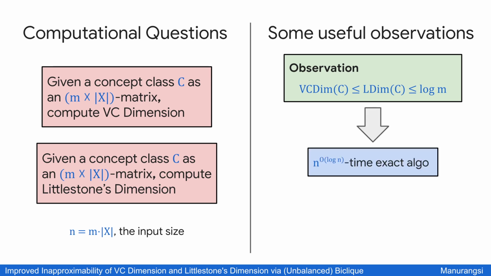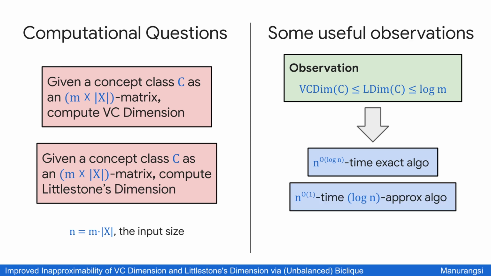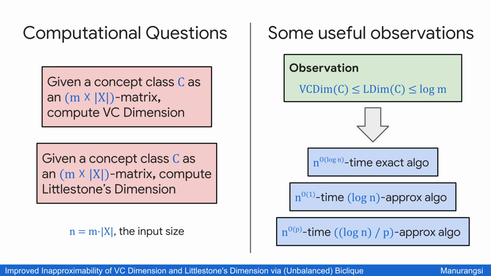So what this means is that we can actually use a certain brute force algorithm to compute the Littlestone dimension and the VC dimension exactly in n to the order of log n time. Furthermore, there is also a trivial algorithm that runs in polynomial time and gives a log n approximation. Essentially, we can just output 1 on any non-trivial concept class. We can also get a trade-off between the two if we use some sort of limited brute force, where if we run in n to the p time, we can get some log n divided by p approximation algorithm.